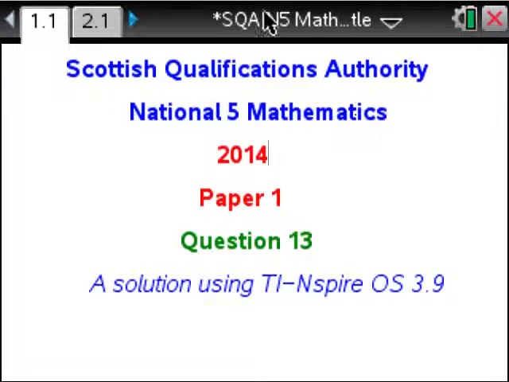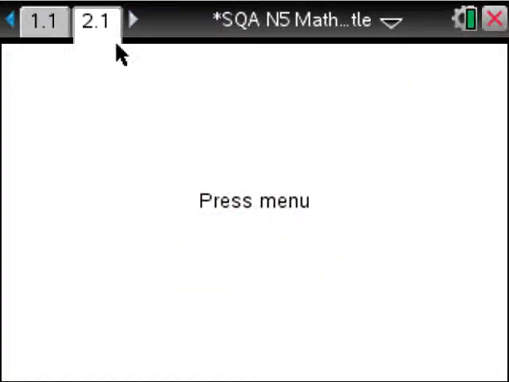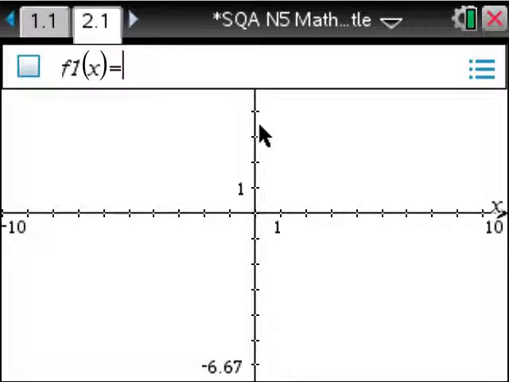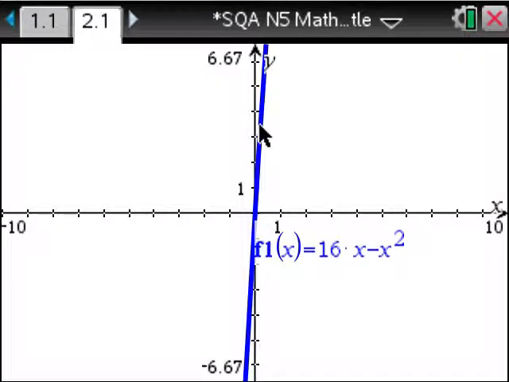National 5 2014, Paper 1, Question 13. Let's just draw the graph of this function. Let's get a picture of it on screen. I'm going to change the t's to x's, so it'll be 16x take away x squared.